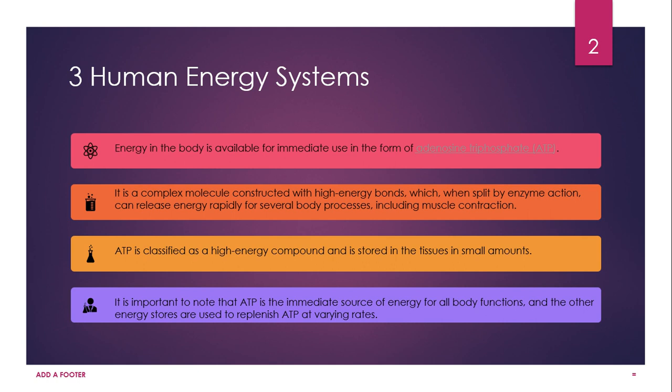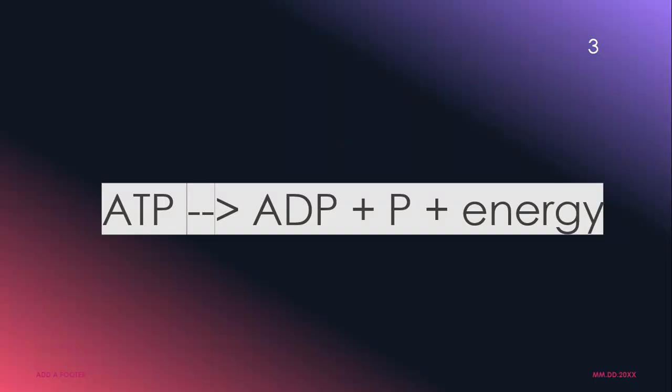Another related high-energy phosphate compound, phosphocreatine or PCR, is also found in the tissues in small amounts. Although it cannot be used as an immediate source of energy, it can rapidly replenish ATP. ATP may also be formed from either carbohydrate, fat, or protein after those nutrients have undergone some complex biochemical changes in the body. This is the chemical equation for ATP and basically what it has gone through.